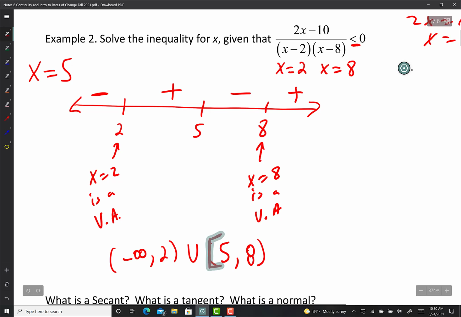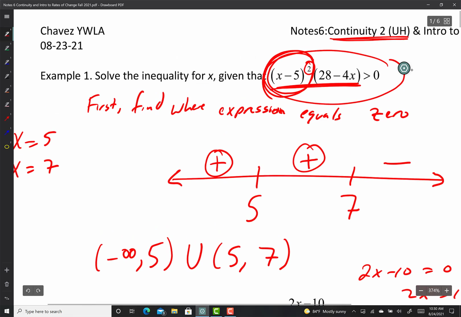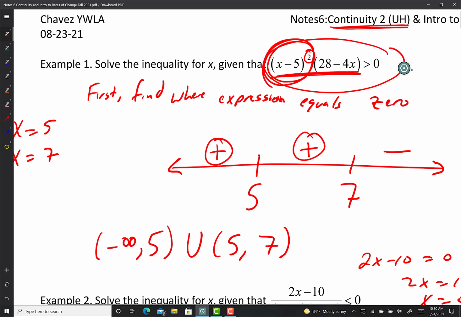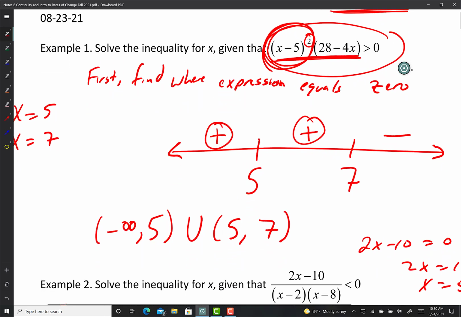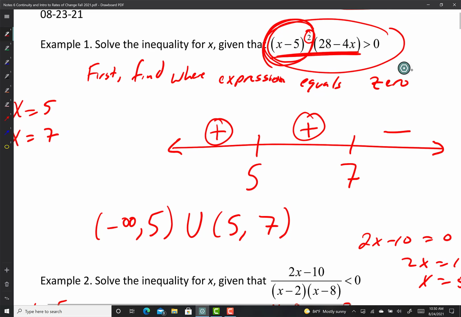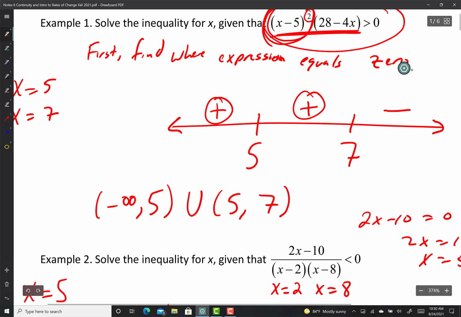What's up, Rubio? You had a question? So for the first one, if it was an equal sign, would it be brackets around 5 and 7? Yes. If number 1 had an equal sign, it would be brackets on 5 and 7. Are we okay so far, guys?